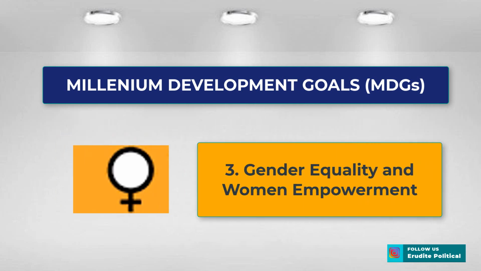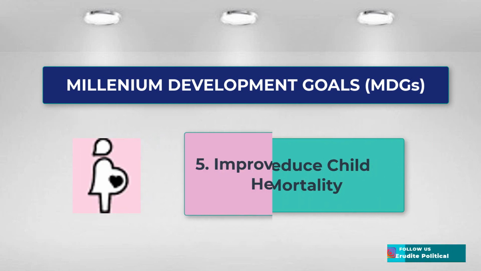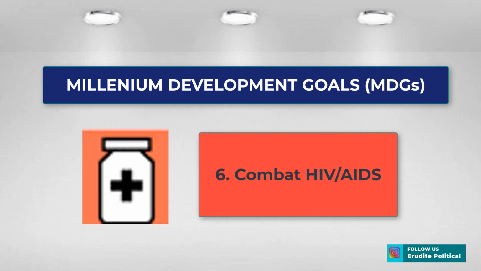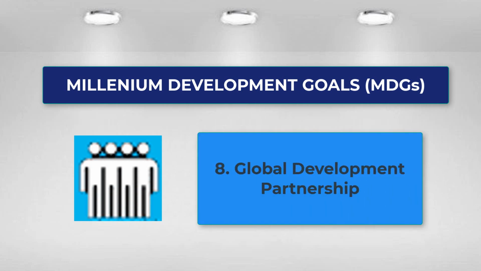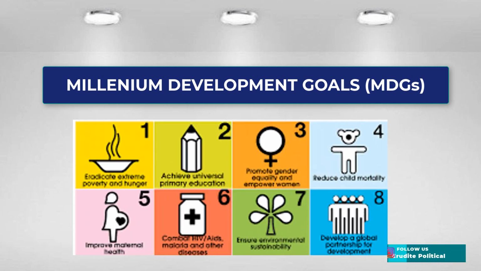Third is to promote gender equality and empower women. Fourth is to reduce child mortality. Fifth is to improve maternal health. Sixth is to combat HIV, AIDS, malaria and other diseases. The seventh goal is to ensure environmental sustainability and the eighth is to develop a global partnership for development. So these were the 8 goals, and they were to be followed up till 2015.